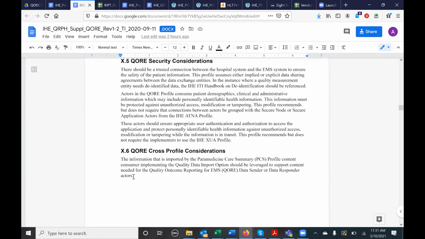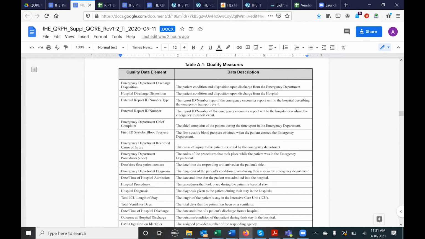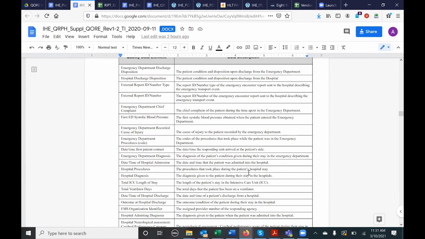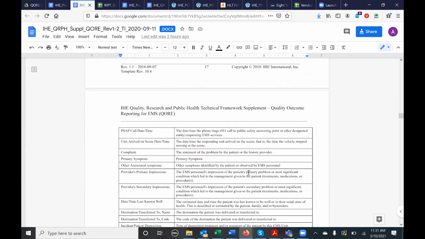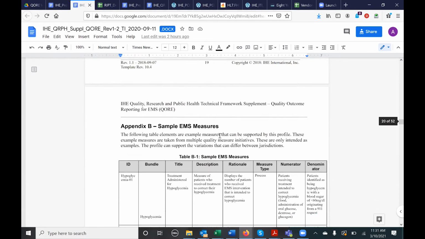It says the information that is imported in the PCS quality data import option should be leveraged to support the content needed in this profile as well. That would be volume 1, and then we have our quality measures data descriptions. I'm not sure if those are updated, because I think this was supposed to be removed because it was just definitions and stuff. And then we have our sample EMS measures.